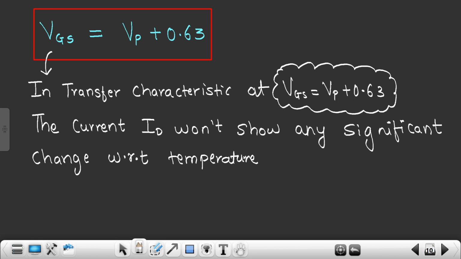But yes, if the surrounding temperature of the JFET is around 30 to 40 degrees Celsius, okay, from 25 degrees Celsius it got increased to around 30 to 40 degrees Celsius, and if we are biasing the JFET at this particular point, it won't show any effect with respect to temperature, or rather it will show zero effect with respect to temperature, and that's why it is known as zero temperature drift. Okay, that means at this particular point the current ID won't show any significant change with respect to temperature. So that's why this whole concept is known as zero temperature drift.